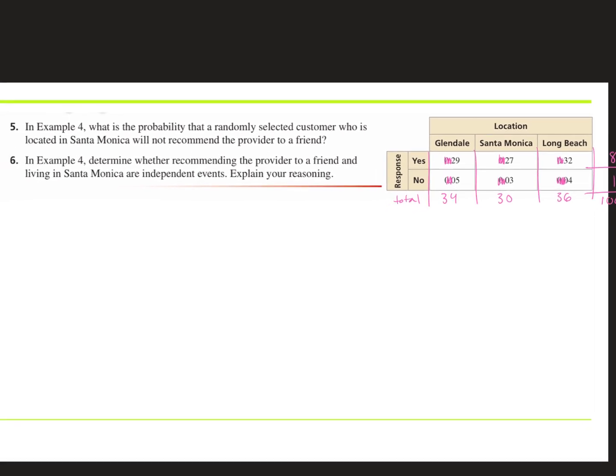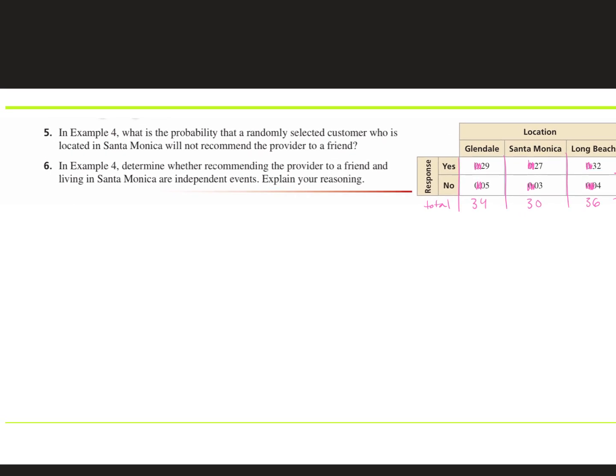looking for. So it says the probability that a randomly selected customer who is located in Santa Monica will not recommend the provider to a friend. So we're randomly selecting a customer who's located in Santa Monica. What's the probability that they will not recommend the provider to a friend? So what's the total amount that we're looking at? Santa Monica would be 30. Perfect. So 30 goes on the bottom.